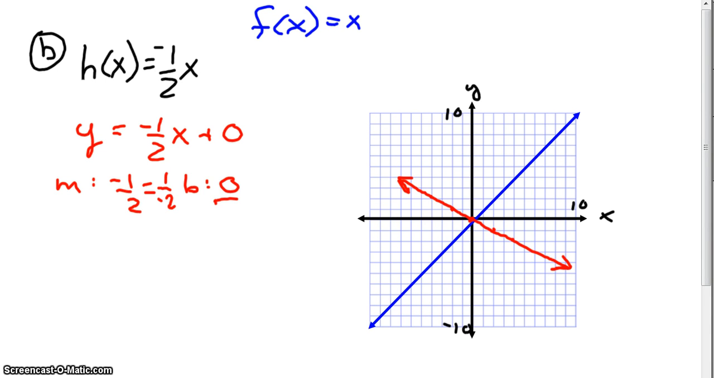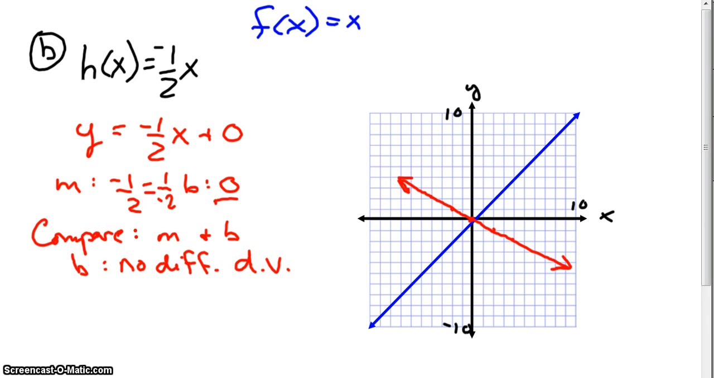Okay, so now let's compare the functions. And again, we're comparing m and b. So when it comes to our y-intercept here, is there a difference? No difference again. They both are at the point of origin, though. So we could say that they're both what type of equation? Direct variation. Okay? But when it comes to the slope, we have some differences, don't we?